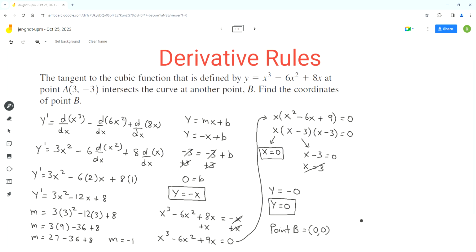So these are the steps you have to keep in mind to solve a problem like this one. It's very important to understand that first we find the derivative of the given function to find the expression for the slope of the tangent, and then we use the given point at which the tangent touches the curve to find the slope of the tangent at that point, and then we use that to find the equation of the tangent, and then we set the equation of the tangent equal to the equation of the curve to find their intersection points.